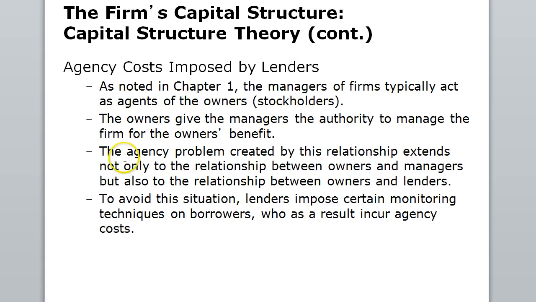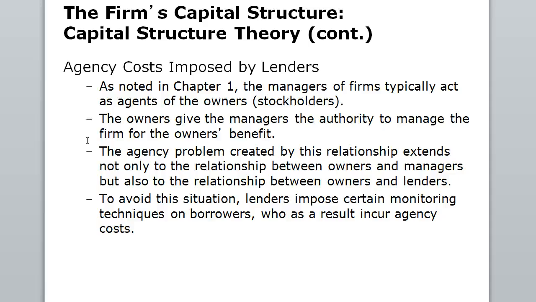Now let's look at the capital structure theory. So, agency costs imposed by the lender. We have to remember that managers are agents of a company. They're agents for the owners. So the owners give managers the authority to manage the firm in their best interests. Now, agency problems develop when the relationship extends not only to the relationship between owners and managers, but now the relationship between owners and lenders.